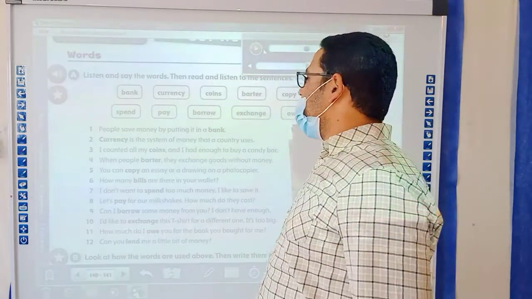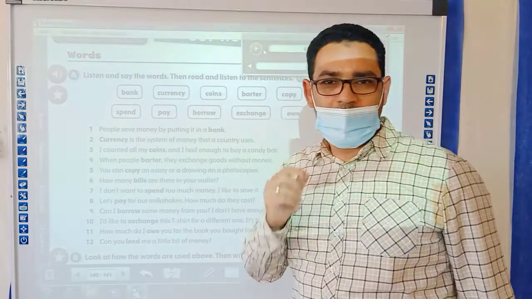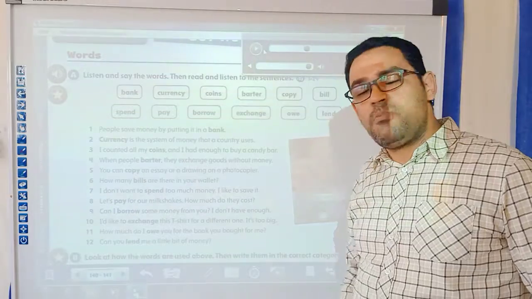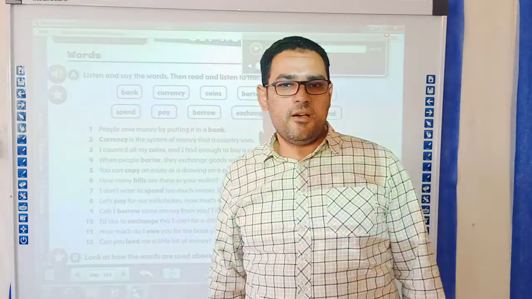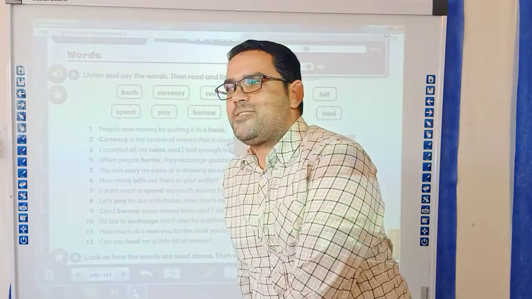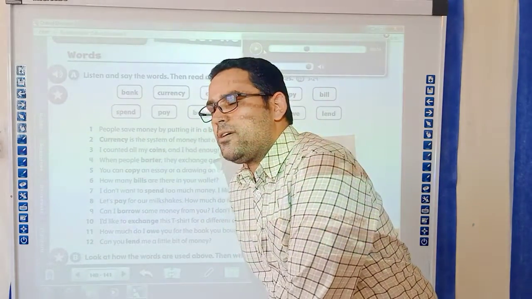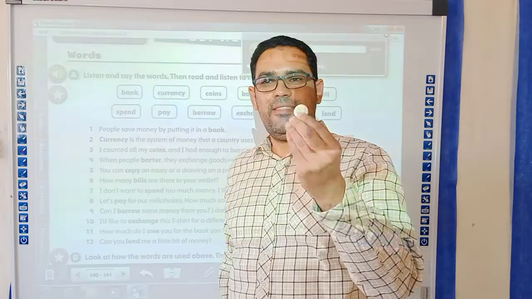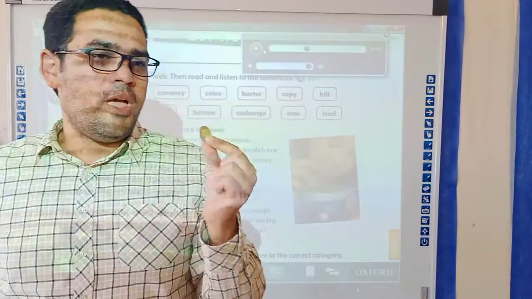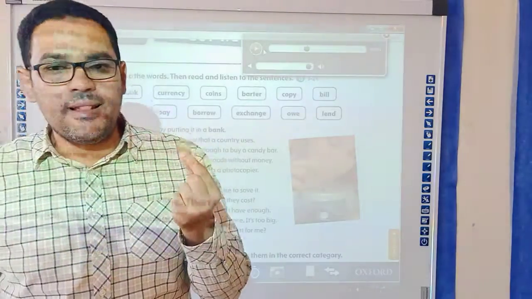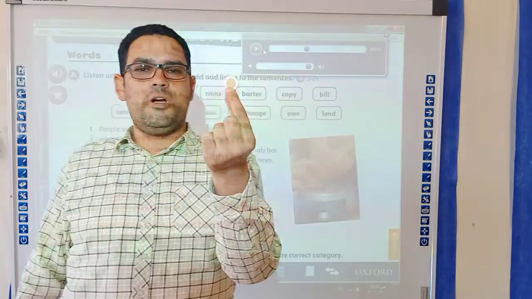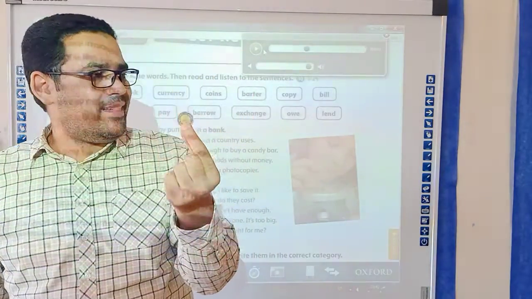After that we are going to have the word coins. What's meant by the word coins? I'd like to show you the word coins. Now this pound is called a coin. Coins are metal money. Now I'm showing you the word coin. It is the metal money.